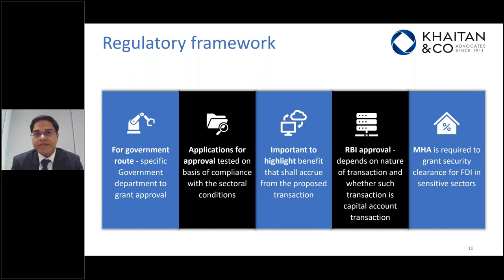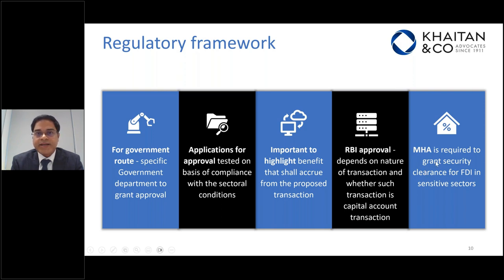In the application, you also have to provide how much investment is going to come, in how many tranches it is going to come, and that you will be complying with the sectoral conditions, etc. Once all of that information is provided to the Government of India, the sector regulator would look into that and accordingly give the approval. I will deal more with the procedure in question and answer, and maybe in further slides. But this is the broad process when it comes to applying to the regulator.